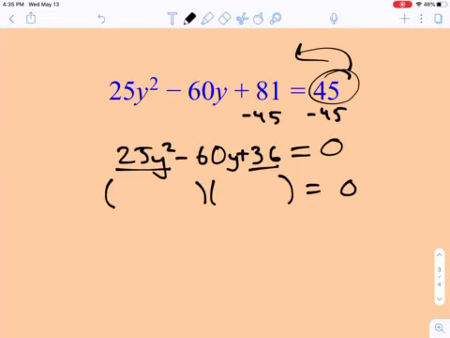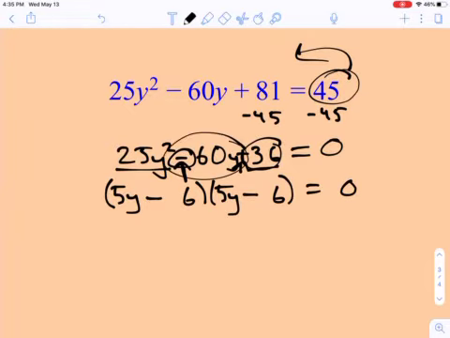So the square root of 25y squared is 5y, so that goes on both sides. And the square root of 36 is 6 and 6. And then you determine your sign by looking at this term right here. If that's negative, they're both going to be negative because negative times negative gives you a positive. All right, and then let's just check it, make sure that this middle term is going to be negative 60y. Well, 6 times 5y is going to be 30y, and it's going to be negative. And then you get the same thing over here. So negative 30y plus negative 30y does give you negative 60y. So this is a perfect square trinomial.